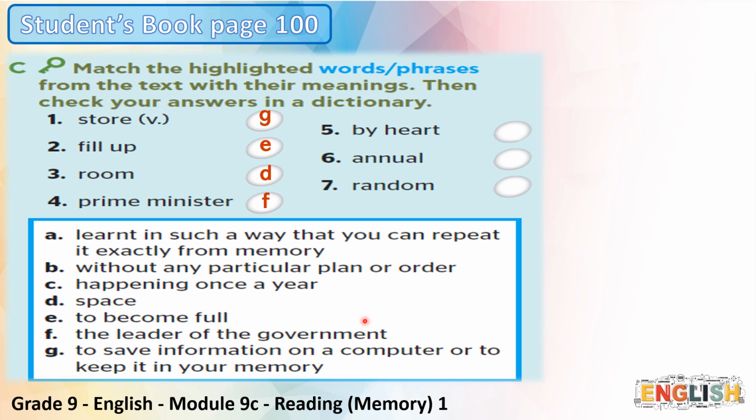Number 5, by heart. Very good, it's with A. Learned in such a way that you can repeat it exactly from memory. Number 6, annual. Excellent, my students, with C, happening once a year. The last one, random. It's with B, without any particular plan or order.